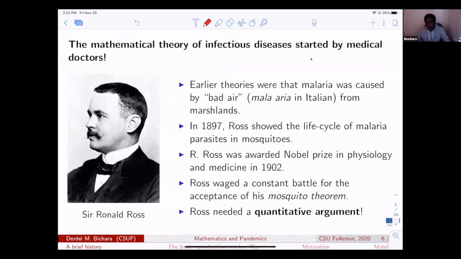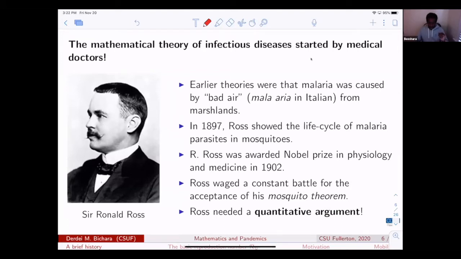Sound good? So what he said is, in order to get rid of malaria, because back then many people were dying because of malaria, we need to suppress all mosquitoes. But the problem is, people said no, that's not possible because that will create a sort of ecological catastrophe. Ross said okay, that's fine, but he was still convinced that in order to get rid of malaria, we need to eliminate all mosquitoes. So he needed some sort of quantitative argument.